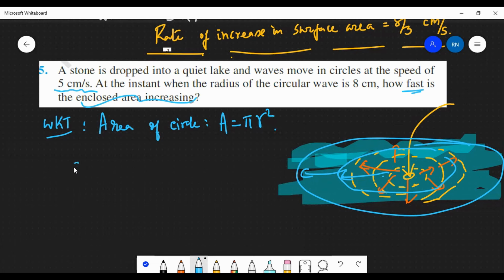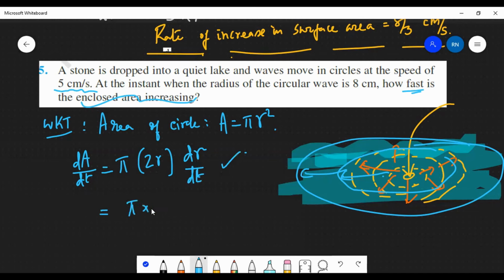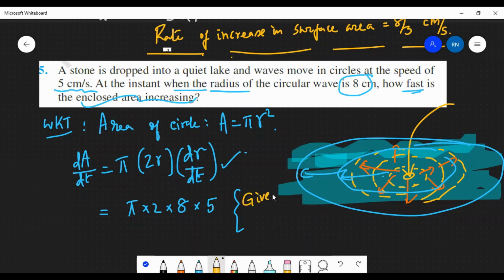Done. Now take rate of change with respect to time on both sides. So you get pi times 2r times chain rule dr by dt. That's very important. That means 2r dr by dt. All values are available. You can substitute pi into 2 into radius given, when the radius is 8 centimeter, given dr by dt, that is 5 centimeter per second speed. So you can write a note there.